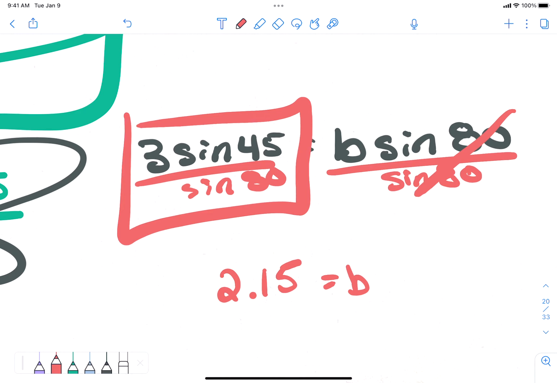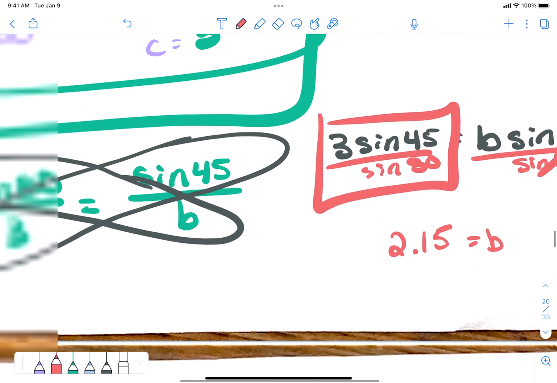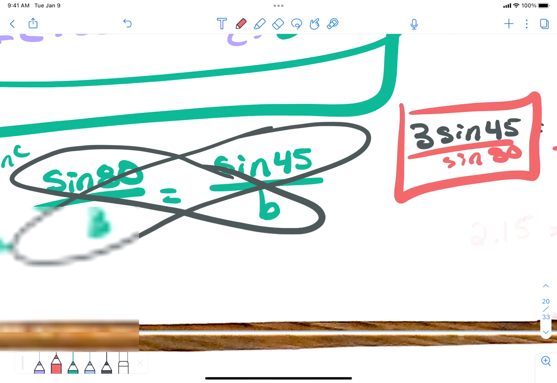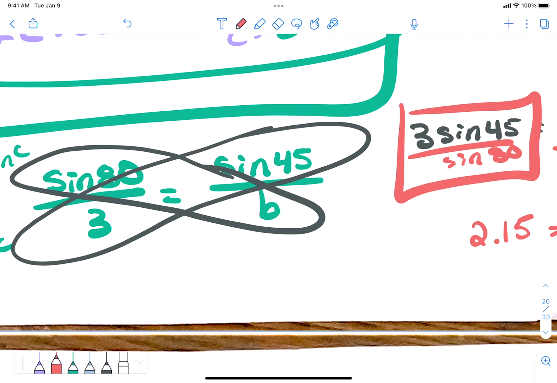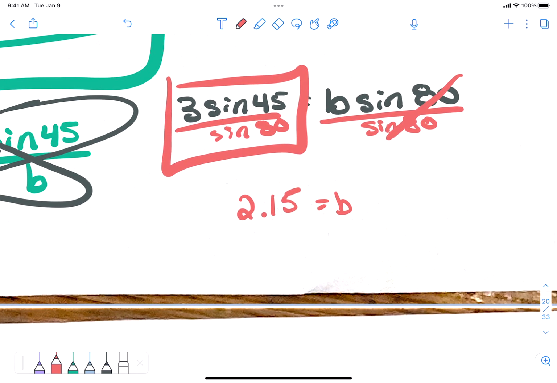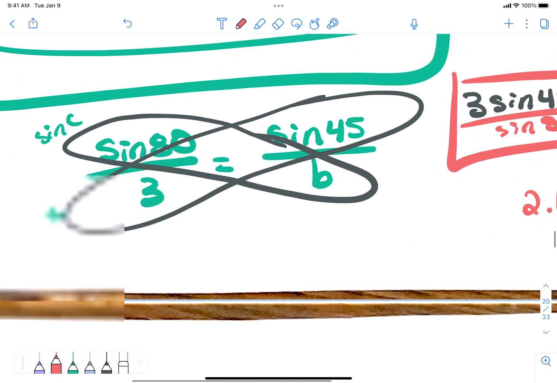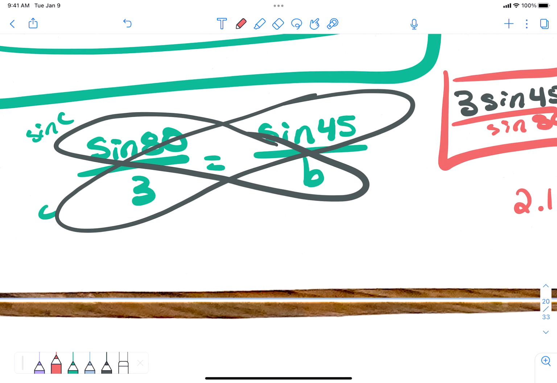Can you just do the thing where you do sine 45 times 3 divided by sine of 80, and just do it from the proportions, or do you have to write it out? You don't have to write it out. If it makes sense to you to cross multiply and divide and do it all in your head, that's fine. I'm just writing out what we're doing. It doesn't change with the sines, doing it all in one.